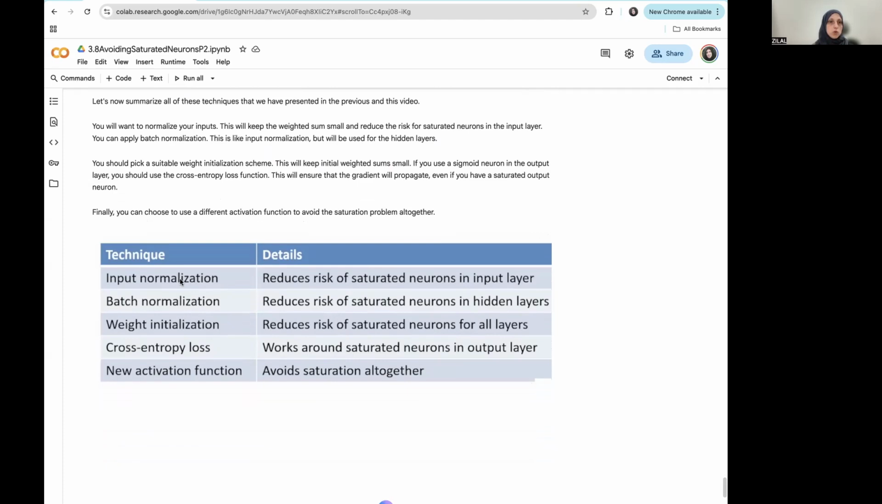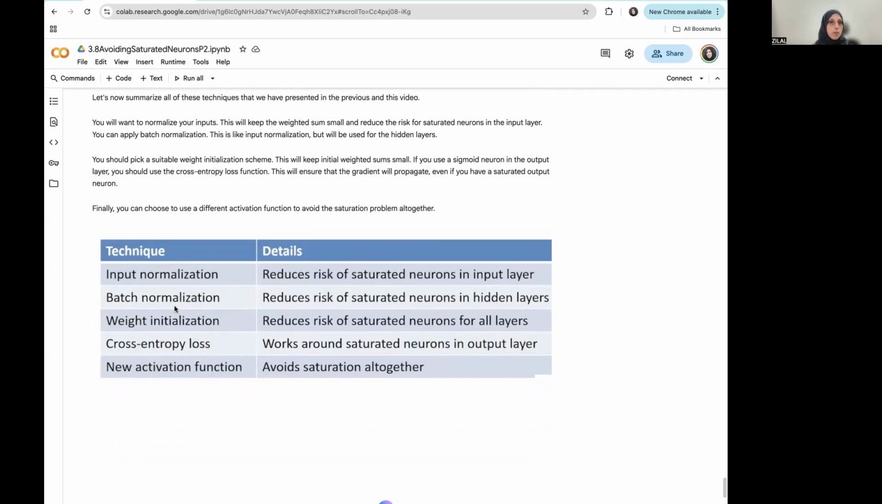So you will want to normalize the input. This will keep the weighted sum small to reduce the risk of saturated neurons in the input layer. Also, you can apply batch normalization, which reduces the risk of saturated neurons in the hidden layers. You should pick a suitable weight initialization scheme. This will keep initial weighted sums small.